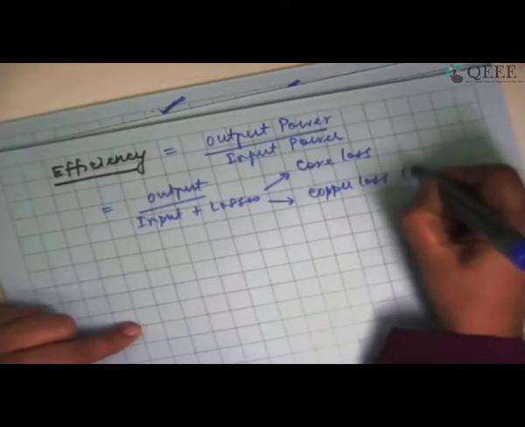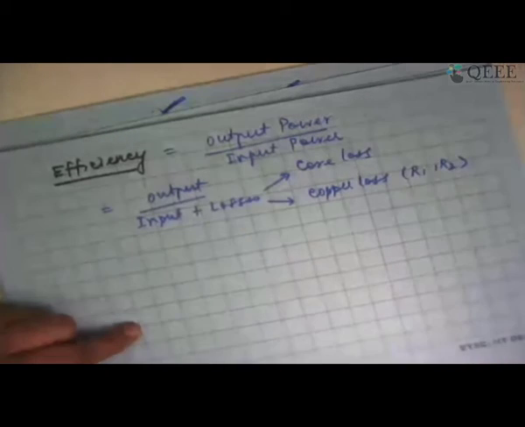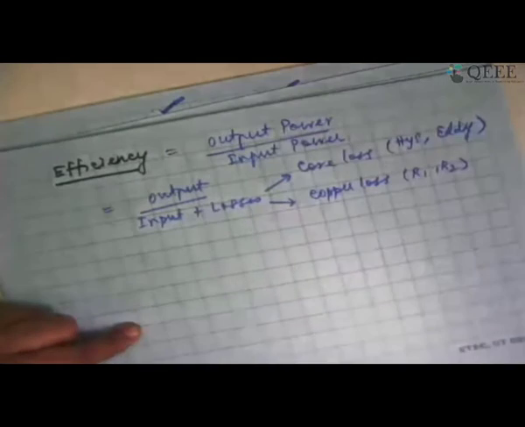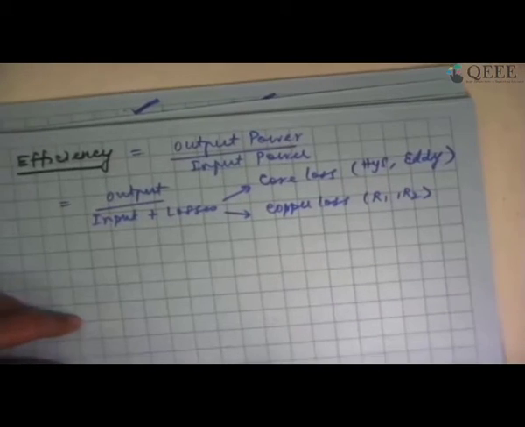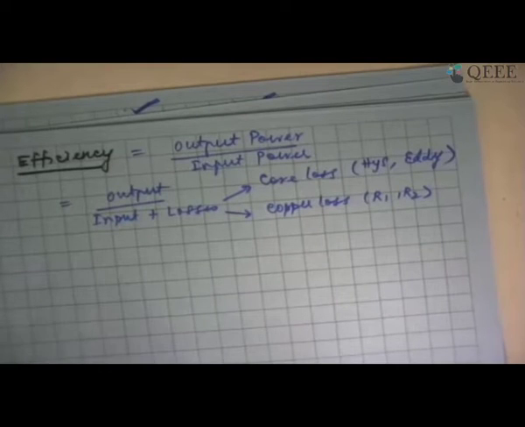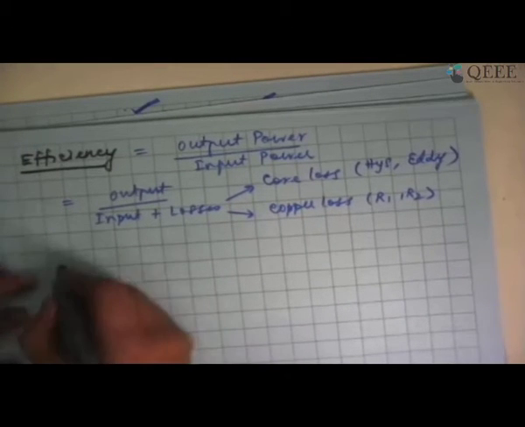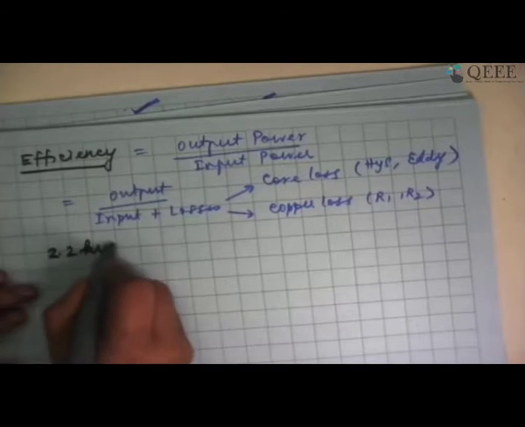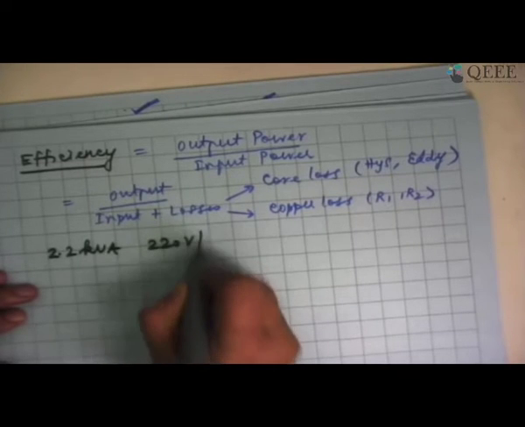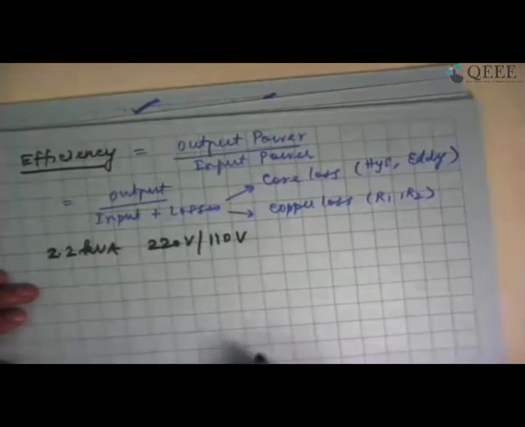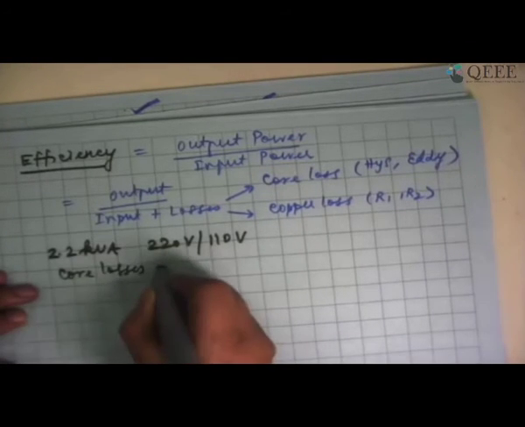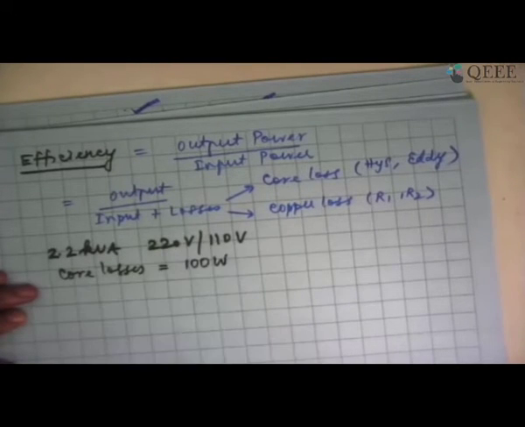We already talked about R1 and R2. So copper losses are contributed to by R1 and R2. This is hysteresis and eddy current loss. So we know clearly these are the losses. Now, let us take for example a 2.2 kVA, 220 volts by 110 volts transformer. Let's say the core losses, I am just arbitrarily taking some value, are 100 watts.